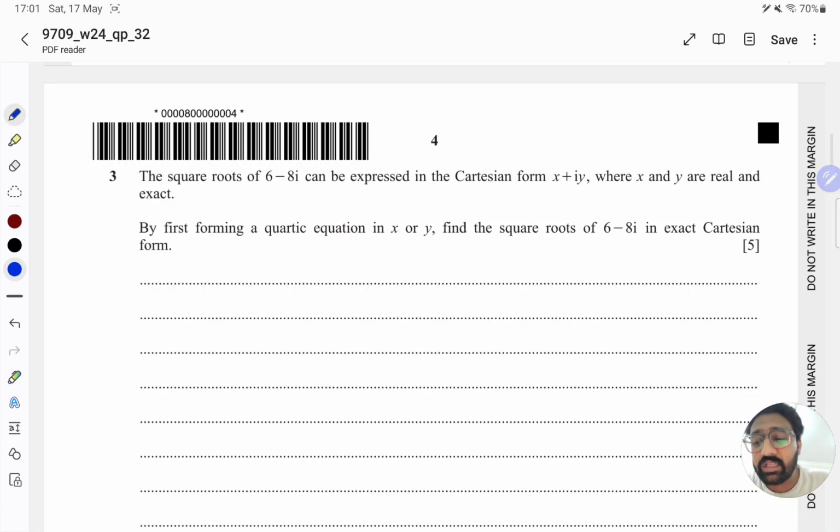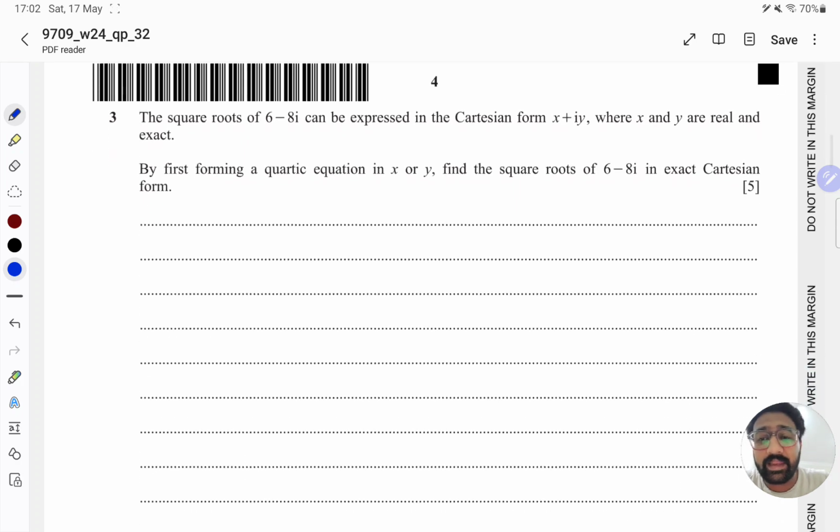Question number 3 says the square root of 6 minus 8i can be expressed in the Cartesian form x plus iy, where x and y are real and exact. This is important: x and y are real and exact. By first forming a quadratic equation in x or y, find the square roots of 6 minus 8i in Cartesian form. Okay, let me write this equation, the complex number.